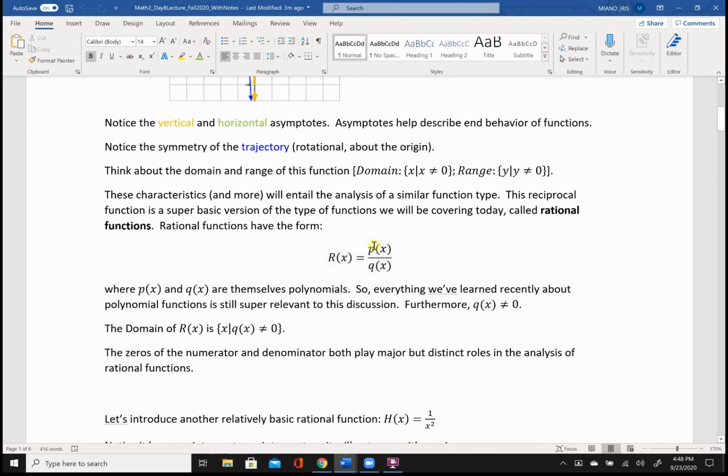So notice that the function itself is a ratio. That's why it's called a ratio-nal function. Just kidding, that's not how you pronounce that at all. It's a rational, but it does have the ratio word inside of it as a root. So that definitely dictates the structure of this function algebraically.